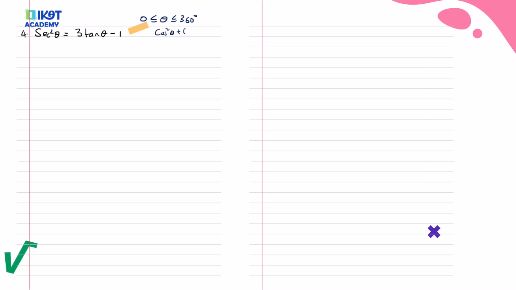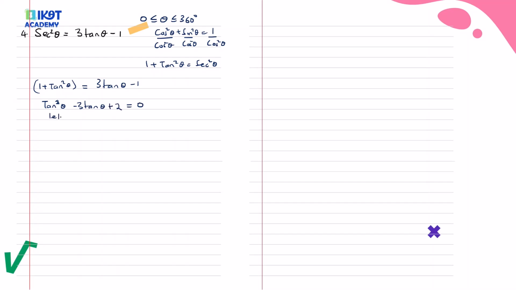So we say cos squared theta plus sin squared theta equals 1. I divide through by cos squared theta, so I get 1 plus tan squared theta is equal to sec squared theta. Now I can just substitute here, though this formula should already, with time, get into your head. This is equal to 3 tan theta minus 1, so you have tan squared theta minus 3 tan theta, this is 1 and this one comes plus 2 is equal to 0.